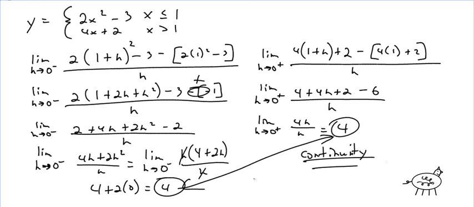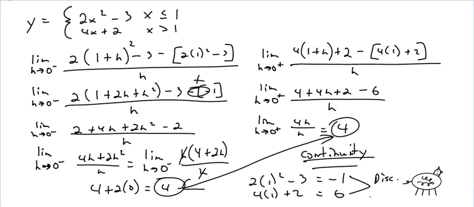And if I plug a 1 into there, I get 2 times 1 squared minus 3, that's equal to negative 1. And 4 times 1 plus 2 is equal to 6. Boo! Not continuous. So it's discontinuous. So that means it is not differentiable. Oops, there's probably a box right here that says not differentiable.